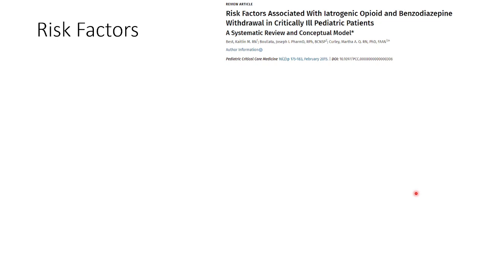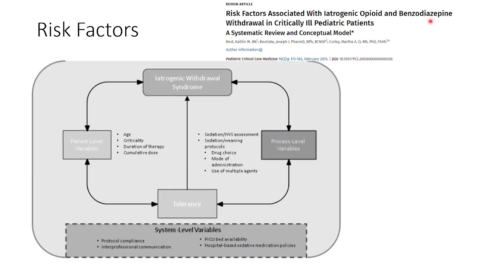So what are the risk factors for developing withdrawal in ICU? In this study in 2015, they looked very nicely at the risk factors associated with iatrogenic opioid and benzodiazepine withdrawal in critically ill children. So they studied a lot of factors. They found that there are some patient level factors like age of the child. So the younger the child, the more chances of developing withdrawal.